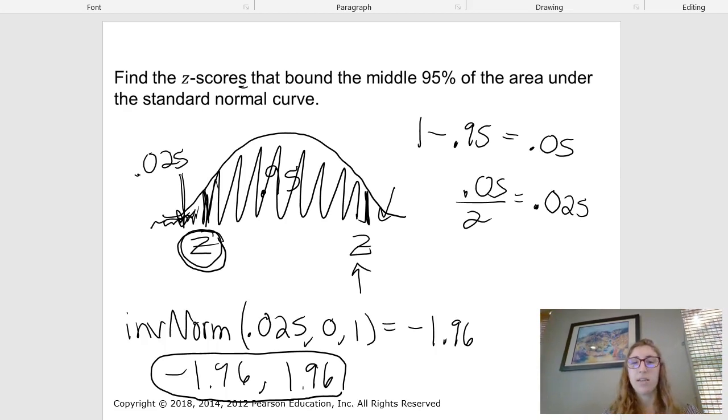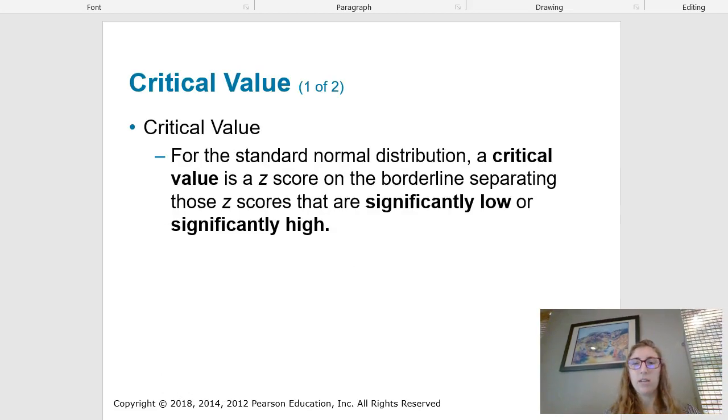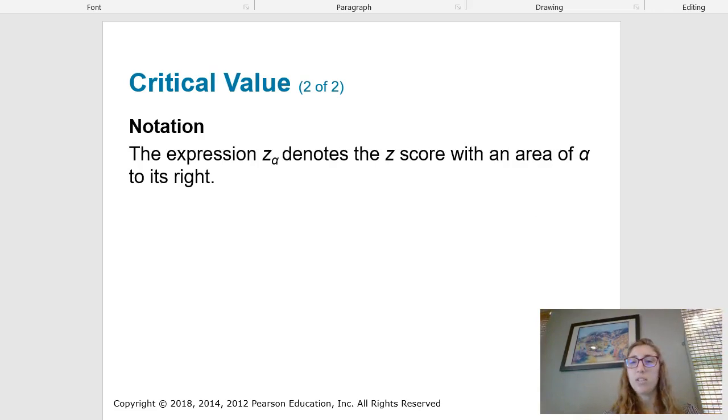All right, so next here, we are going to talk about critical value. So a critical value is a z-score. Important here, it's a z-score that separates significantly low from significantly high. Notation-wise, we use this z sub alpha.